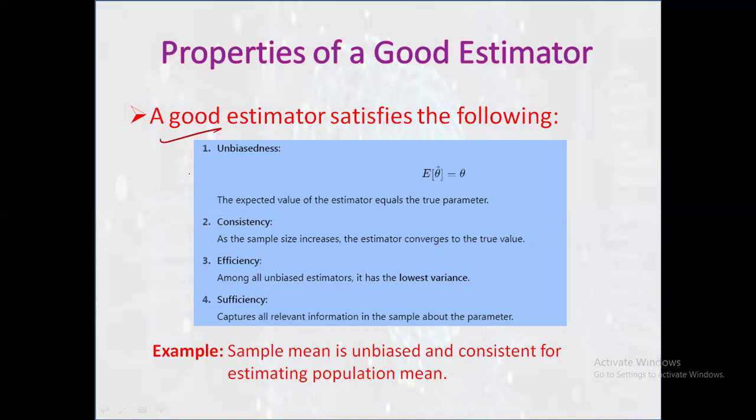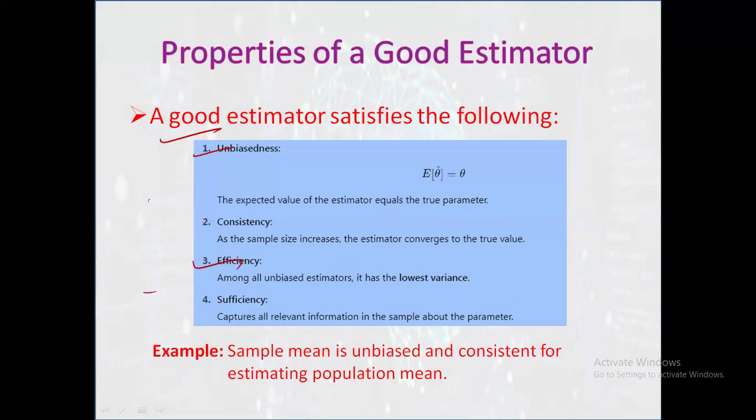In mathematical terms, this means the expected value of the estimator equals the actual parameter value. For example, the sample mean is an unbiased estimator of the population mean. An estimator is consistent if it becomes more accurate as more data is added. That means with large enough samples, the estimate gets closer to the true value. This is a desirable property because it means that collecting more data will improve our estimates.